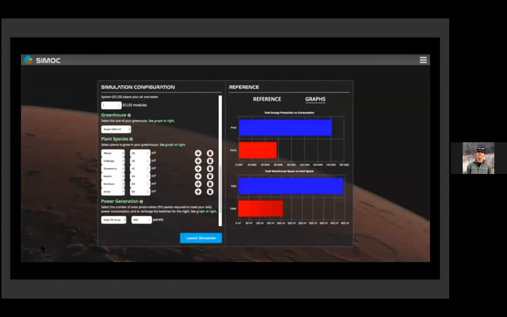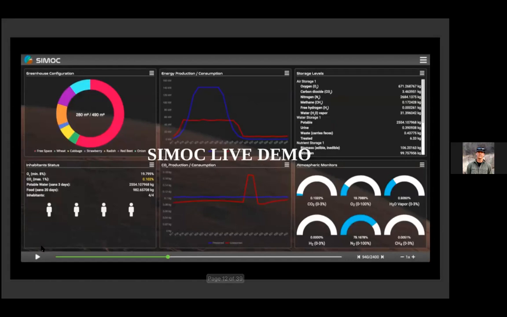So then we built an interface, a web interface for the users to CMAC, where you design your habitat, you choose the plants, you choose the astronauts, the number of CO2 scrubbers, you choose your solar panels, your batteries, and you set this in motion. Now, I'm going to wait and actually do the live demo a little bit later. I want to make certain there's time for questions.